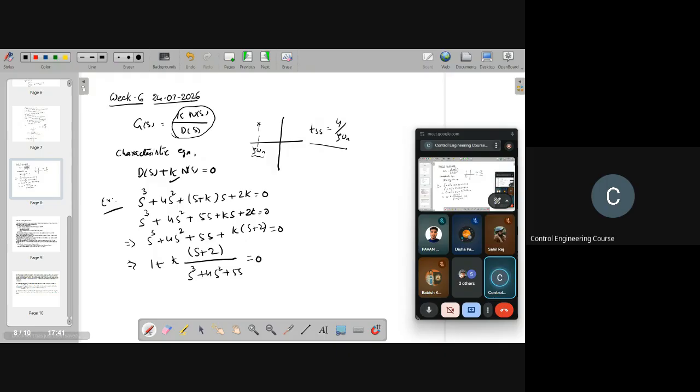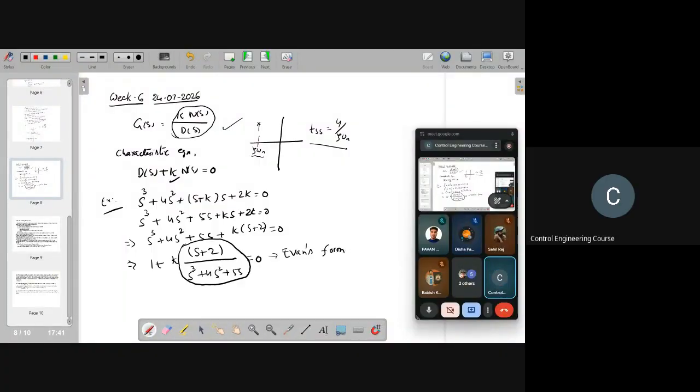Is it clear? I am writing it into the standard form. This is nothing but your G of s. This is called Evans form. If they give G of s like this, then you can directly use it. Otherwise, if they give the characteristic equation, you need to first convert it into this standard form, then draw the root locus.